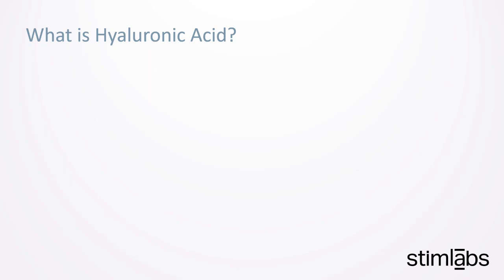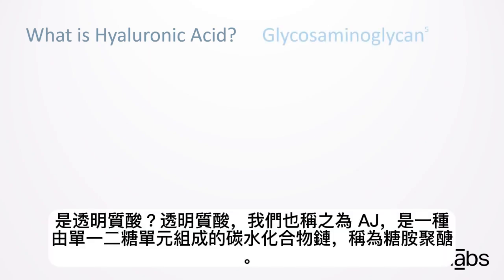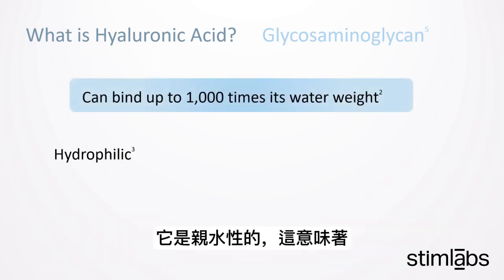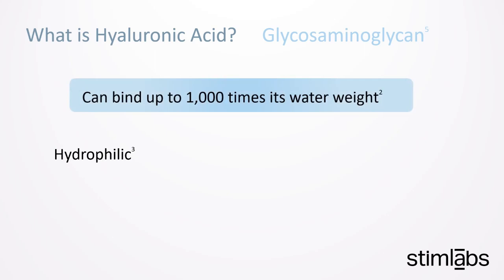So what is hyaluronic acid? Hyaluronic acid, which we also call HA, is a type of carbohydrate chain made up of individual disaccharide units called a glycosaminoglycan. It is hydrophilic, meaning it's a water-loving molecule that can bind up to 1,000 times its weight in water, which makes it an important factor in maintaining tissue hydration.